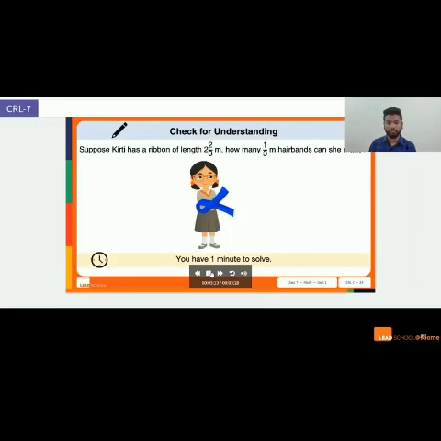Now, it is your turn to try a division problem. Suppose Kirti has a ribbon of length 2/3 meters. How many 1/3 of a meter long hairbands can she make? Great. I want you to quickly take out your notebook, copy this question and solve this problem. You have 1.5 minutes because you will need 30 seconds to copy the question also. Also, this is the total length and this is the desired length I want of each piece. Alright, your time starts now.